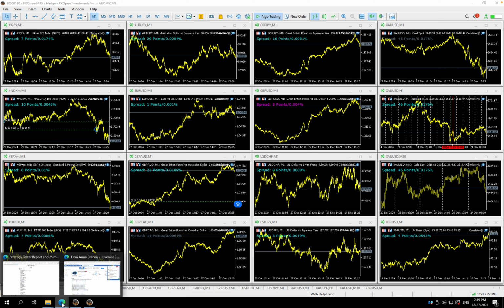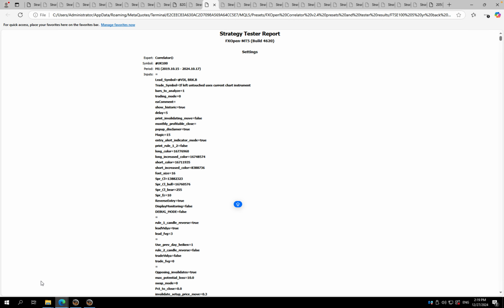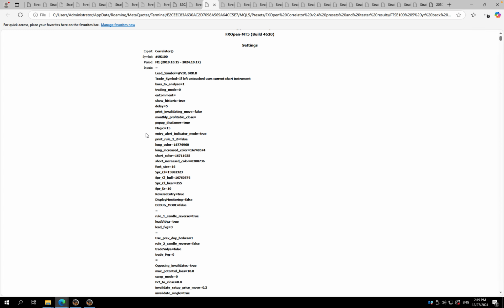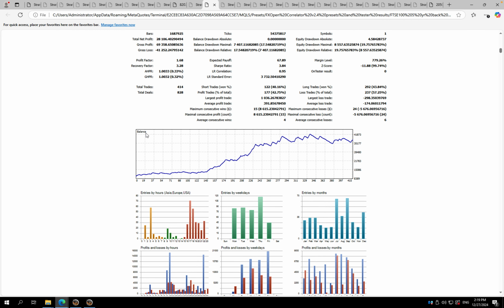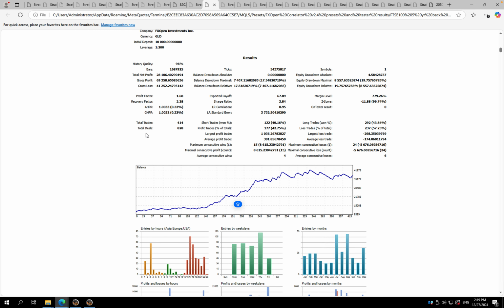We have 5 years of back-tested data. So we'll start with the UK FTSE 100 index and look at its results over a 5-year period. These are the analytics that are considered the most important. The history quality, 96% is sufficient. Anything below 95 is questionable.